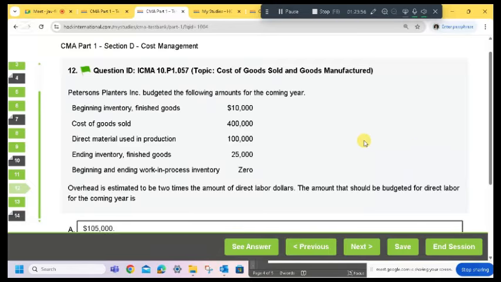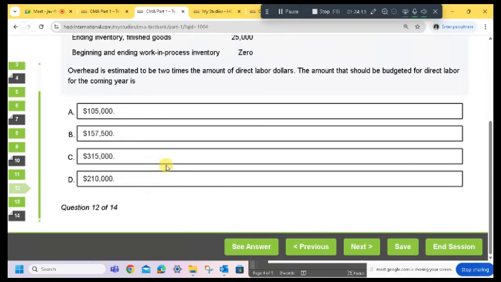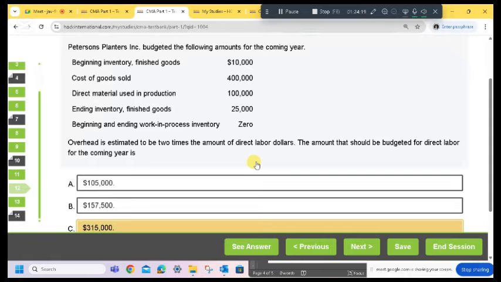Another one. Peterson's Planters Incorporation budgeted the following amounts for the coming year. Beginning inventory. You got the answer? 315,000. I don't think so. Direct labor. Okay. From cost of goods sold, we have to find the cost of goods manufactured. That's good, yeah. From that, we had to go back to manufacturing cost. Step by step, 3-step working it's going to be.